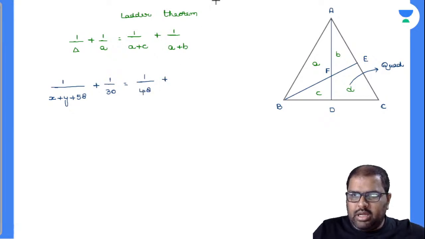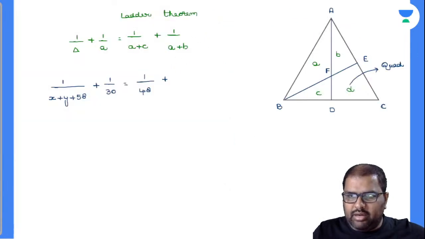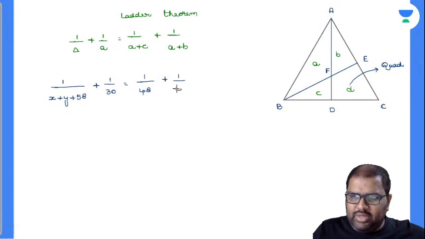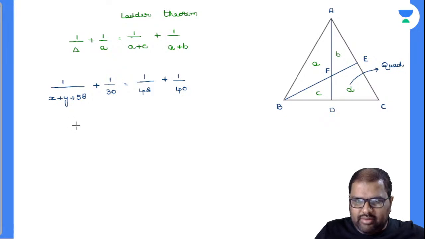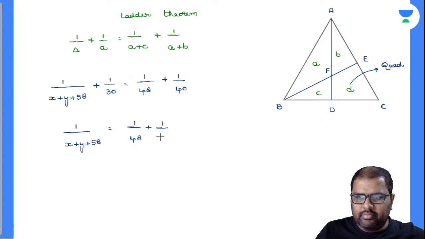Plus, now come back. Now run along this arrow mark, observe only areas of the triangles, remove the quadrilateral. AEOD is a quadrilateral. So 1 by 40, 1 by 30 plus 10, 1 by 40. Now calculate this, you will get the same answer for sure. So see here, 1 by x plus y plus 58 is nothing but equal to 1 by 48 plus 40 minus 1 by 30.